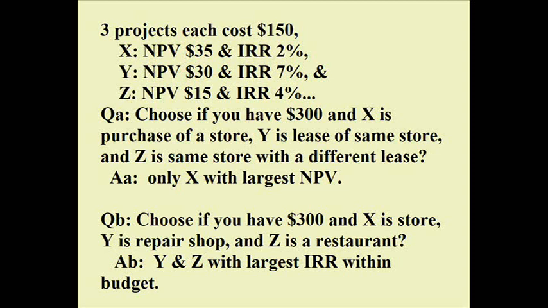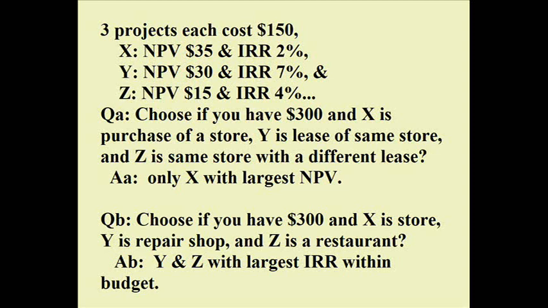Here's our three projects for this particular example. We got X, Y, and Z. Well, the net present values for them respectively are 35, 30, and 15. The internal rates of return are 2%, 7%, and 4%. Now, it turns out we have different rules for different situations, and they make sense if you think about them. Suppose we have $300, but notice these add to $450. We can maybe do two of them.